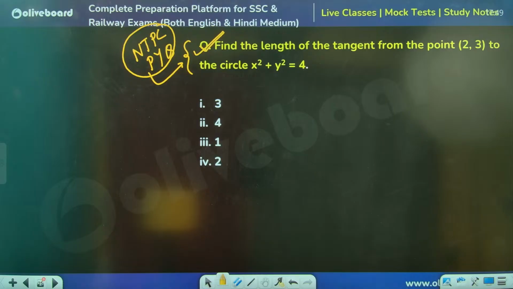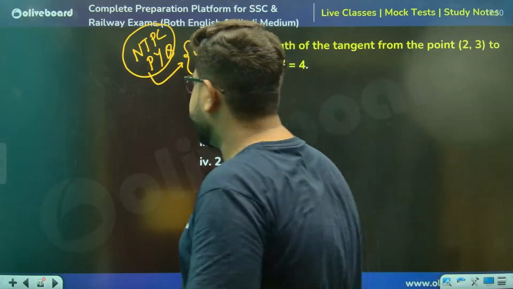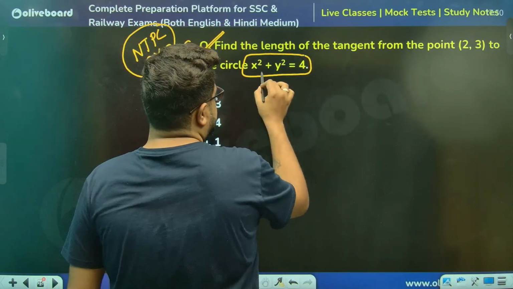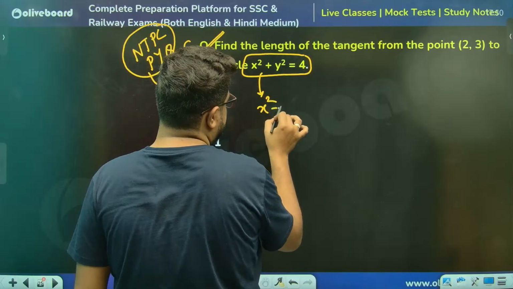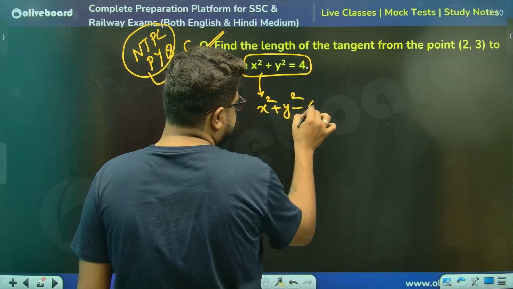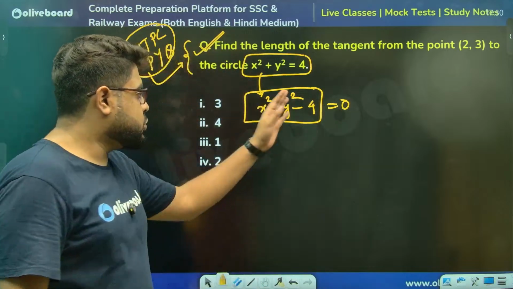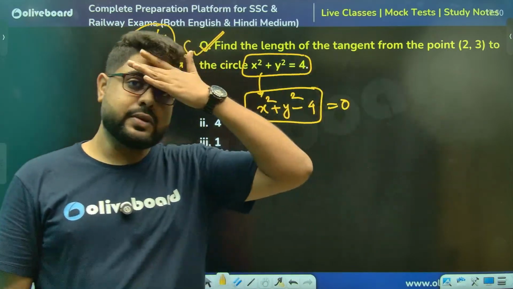Answers, any answers? Sir, if you don't know, first things first, write this one so that everything is on the left. Okay? So the right hand side must be 0.